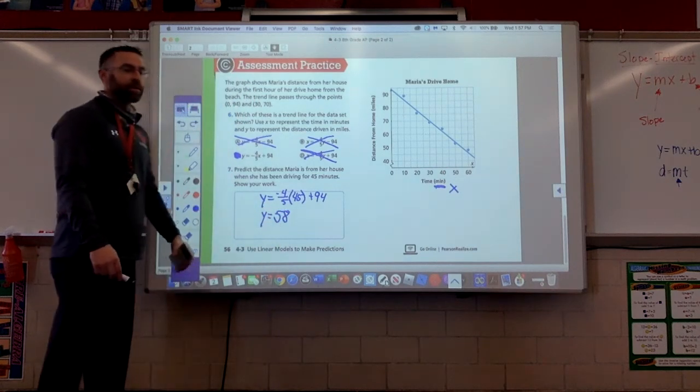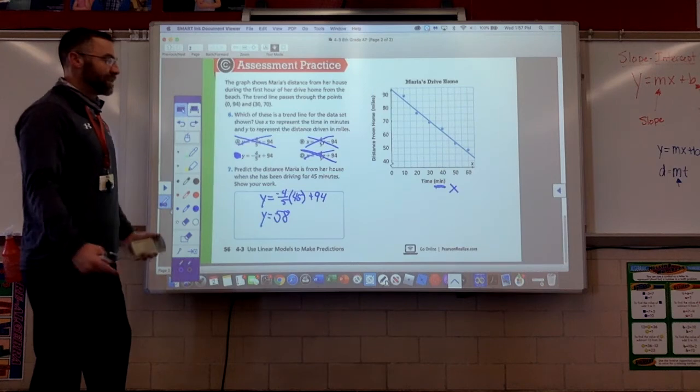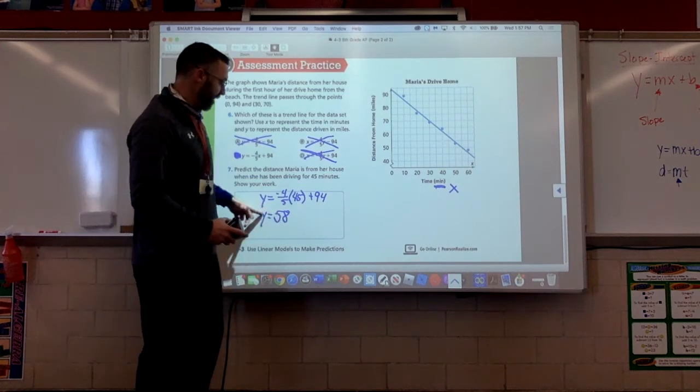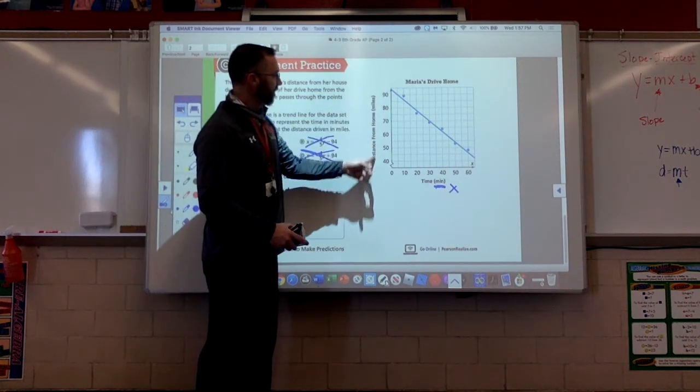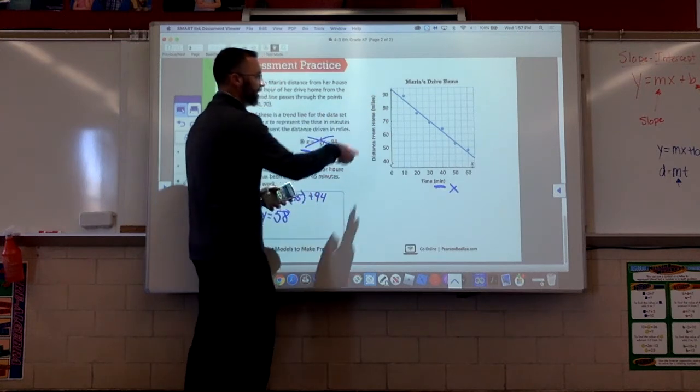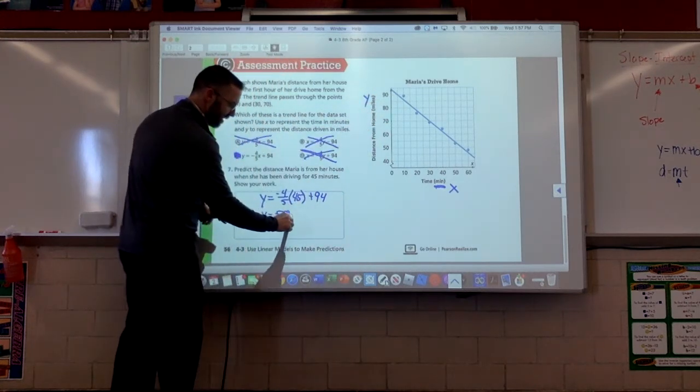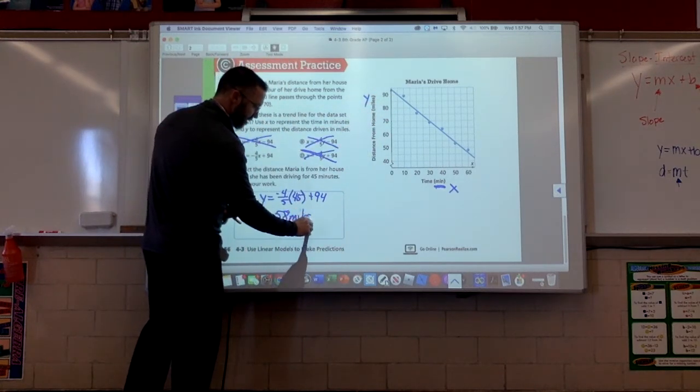Oh, I was off by 1. She's 58. Now, what does that 58 represent? Our y value is 58. That means our y value right there, miles. Bam. She is 58 miles from home.